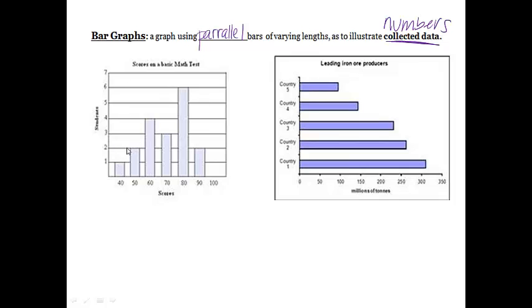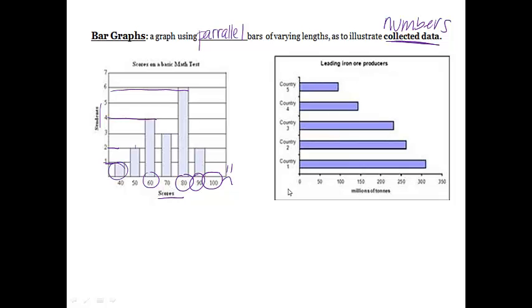So this is just, I mean, super simple. This says scores down here. This says students. So one student had a score of 40. 2 students had a score of 50. 4 students had a score of 60. 3, 70. 6 had an 80. And 2 had a 90. So nobody got 100. That's sad.